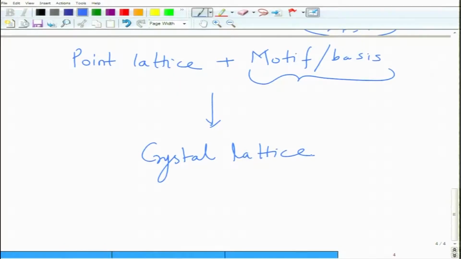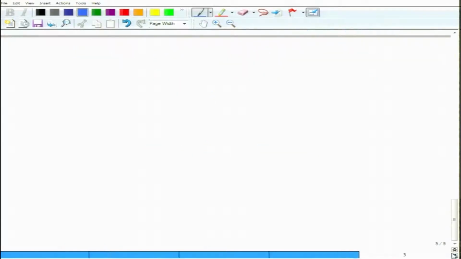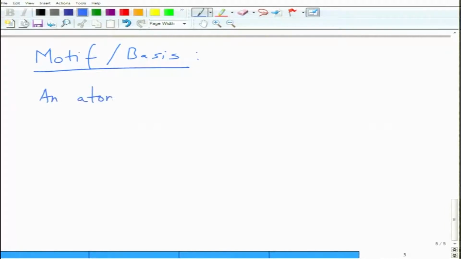So what is this motif? We define this as motif slash basis. Now this is loosely used in many books and notes, so either you can say motif or basis. So this is an atom or a group of atoms and so on and so forth.